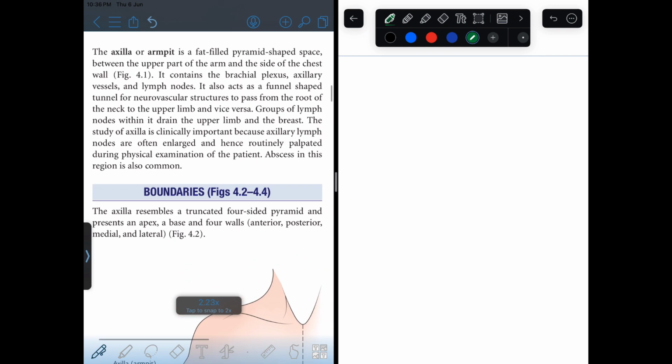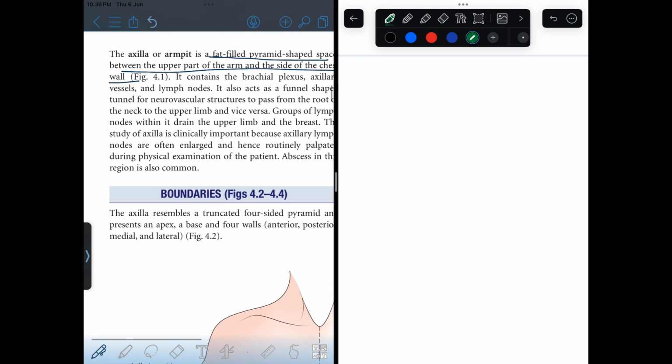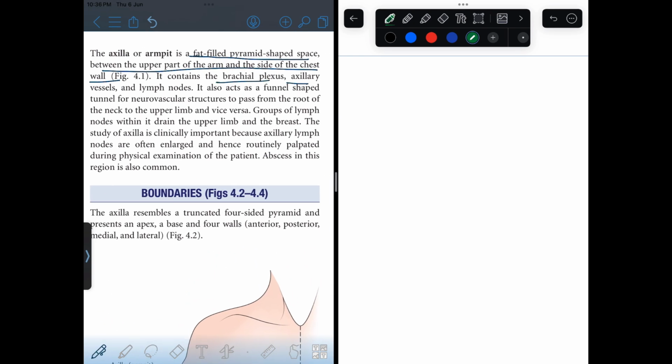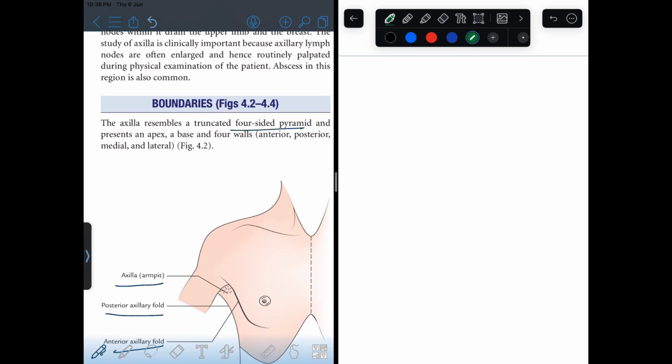The axilla or the armpit is a fat-filled space between the upper part of the arm and the side of the chest wall. Here in this diagram, you can see the location of the axilla. It contains the brachial plexus, the axillary vessels, and the lymph nodes. It acts like a funnel-shaped tunnel for these neurovascular structures to pass from the root of the neck to the upper limb and vice versa.